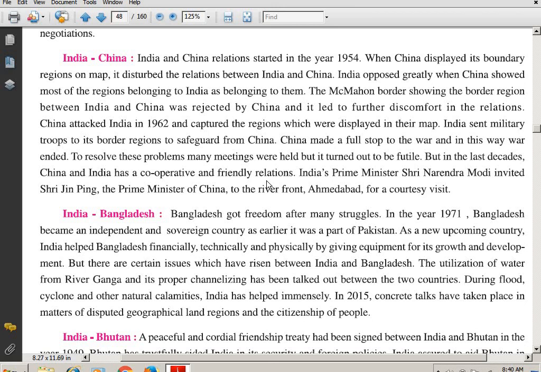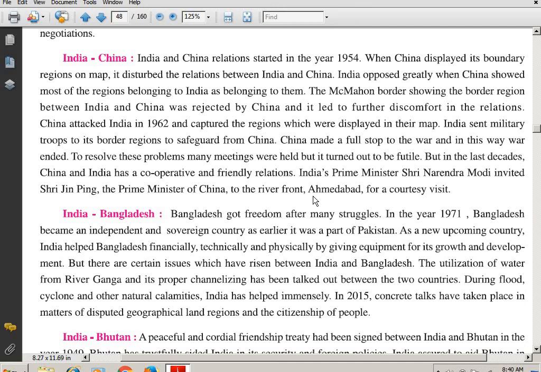India's Prime Minister Shri Narendra Modi invited Xi Jinping, the President of China, to the riverfront in Ahmedabad for a courtesy visit. So students, what happened? How did India take a step to make it a good relation, to dissolve and forget that fight? The Prime Minister of India, Narendra Modi, invited Xi Jinping to the riverfront in Ahmedabad for a courtesy visit. Just come, see, visit, and he was given a good welcome, by which Jinping was taken up, and that was a step taken for India-China relation to make it once again a friendly, cordial relation.